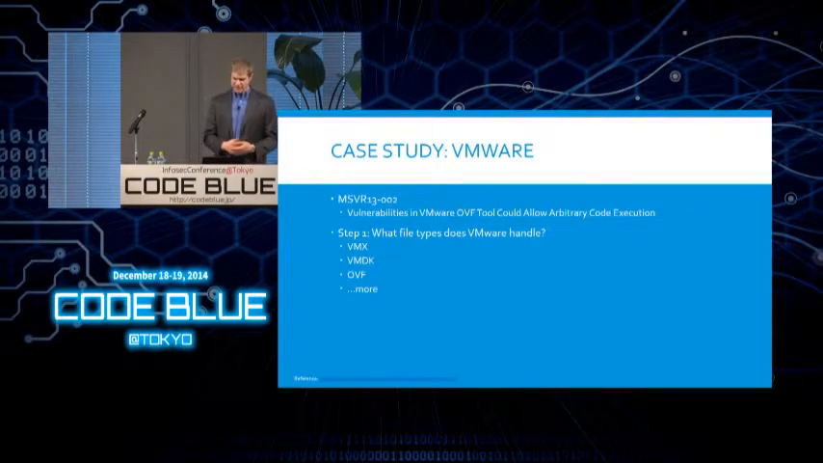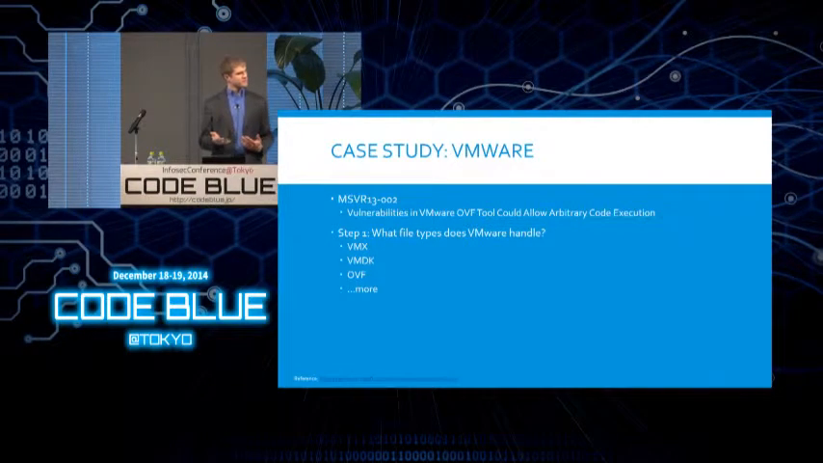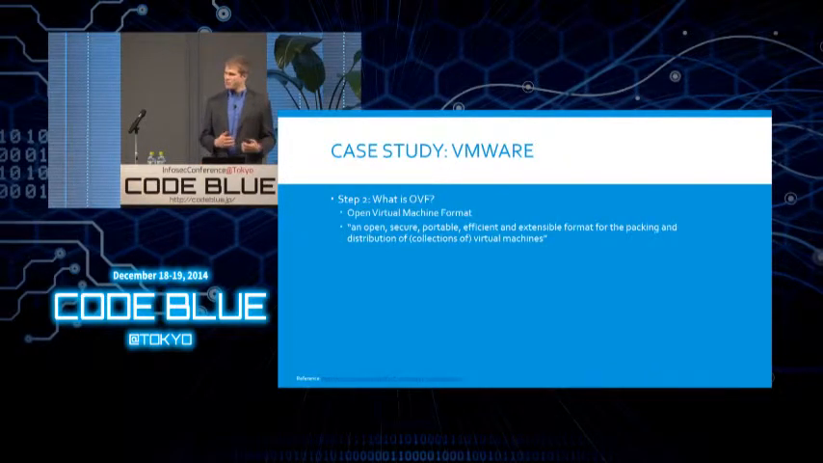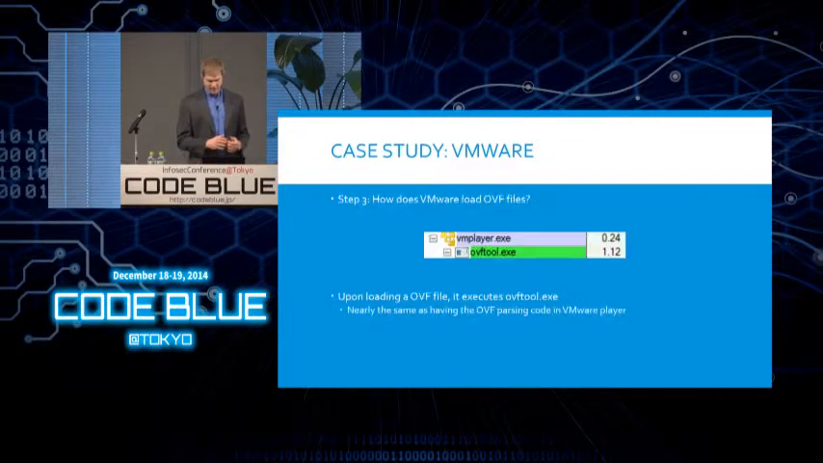A second case study is a vulnerability we reported in VMware. This was MSVR 13-002. The first thing we started with in our analysis of VMware was the file types that it processes. In particular, we focused on the OVF file type. This is the Open Virtual Machine format. It is essentially an XML-based format for describing the metadata of virtual machines. The nice thing about XML is that it's a very nice fuzzing target.